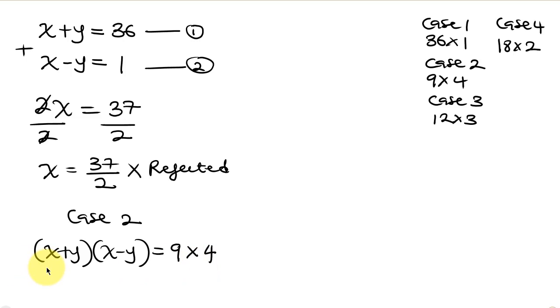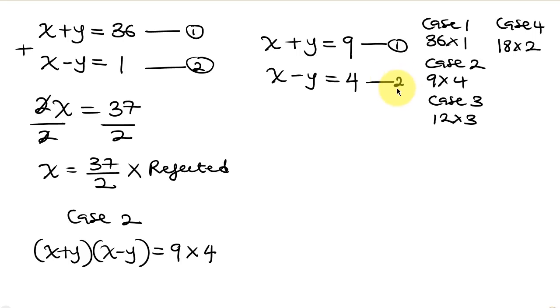Now let's assign x plus y, which is the first factor, equal to the first factor on the right, 9. Then the second factor on the left, which is x minus y, is equal to the second factor on the right, 4. This is equation 1, and this is equation 2.